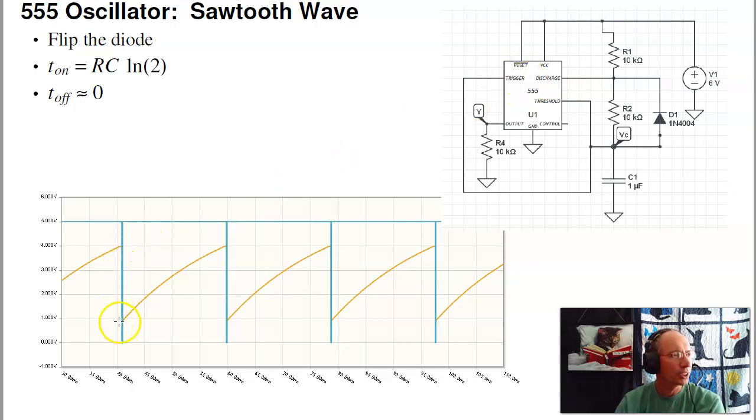So it discharges down to about 0.9 volts, the orange line, then charges up to 4, discharges down to 0.9, charges up to 4. So by finding the time it takes to charge up from 0.9 to 4, I can calculate the frequency.